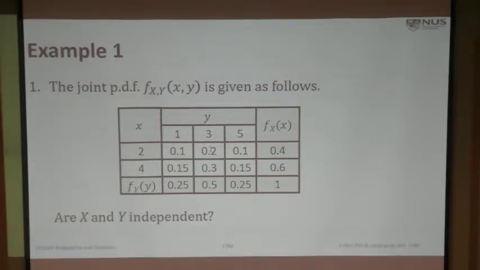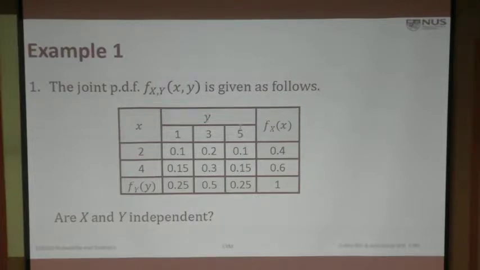So remember that we can compute the marginals of x and y. So the marginal of x, the probability that x is 2 is 0.1 plus 0.2 plus 0.1, which is 0.4. The probability x is 4 is 0.15 plus 0.3 plus 0.15, which is 0.6. And similarly for y, we just sum across the rows. So the probability y is 1 is 0.25. The probability y is 3 is 0.5, and so on and so forth.